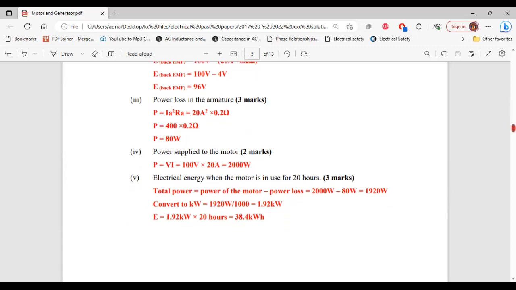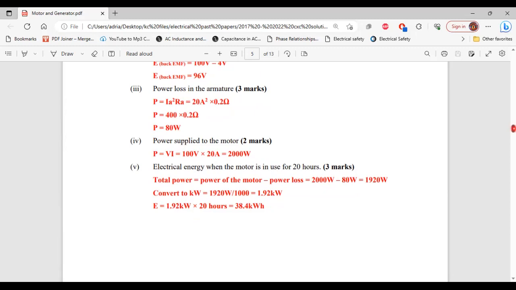For part 4, it says to calculate the power supplied to the motor. All right, so P is equal to V times I. That is 100 volt times 20 amp. That will equal to 2000 watt. All right, so that's it for part 4.